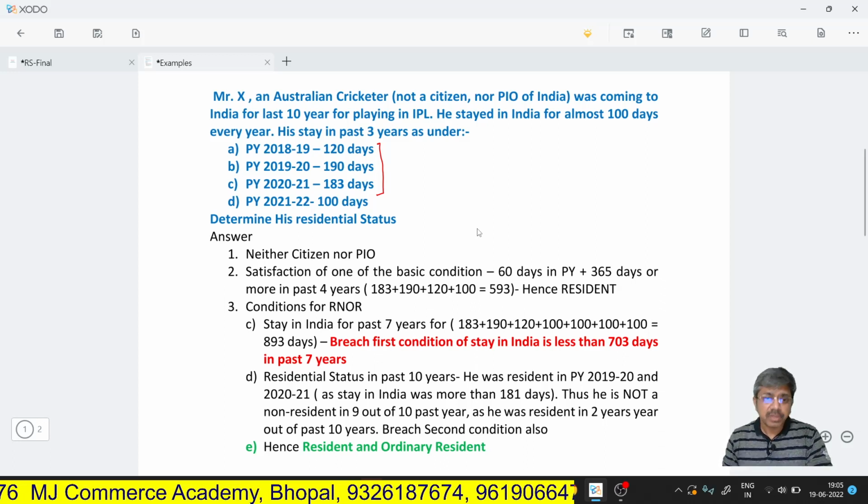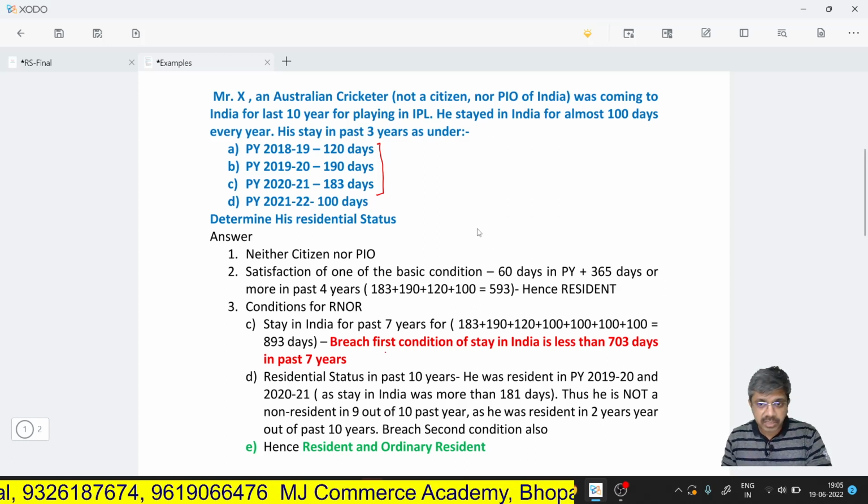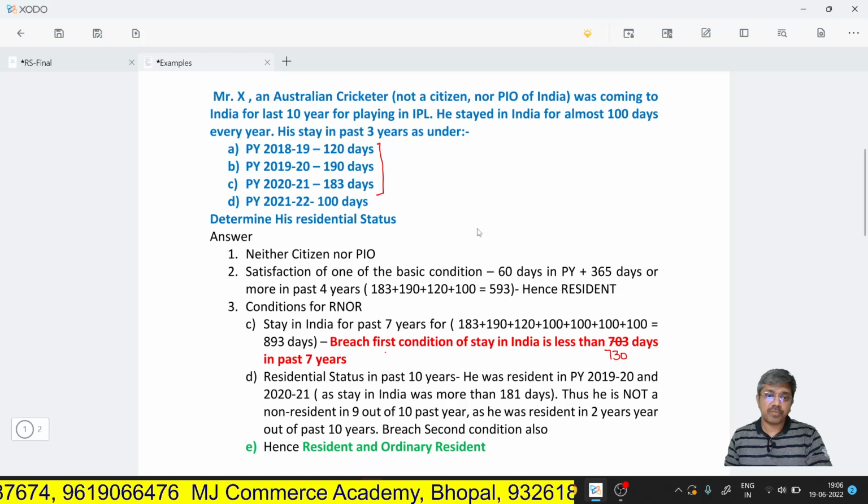We check the first condition: whether stay in India for the past 7 years is 729 days or less. We see that for the past 7 years his stay is 893 days. This is for 2021, this is for 1920, this is for 1819, and this is for the remaining past 4 years. His stay is 893 days. It means he breached the first condition of stay in India for less than 730 days. This is mistakenly written as 720; it should be read as 730 days. Typographical error. Clear. So he has breached the first condition.